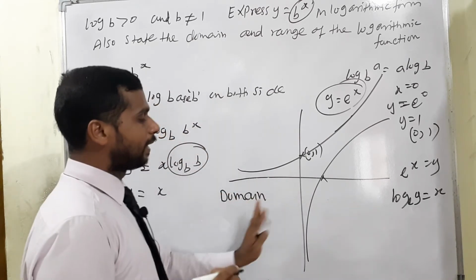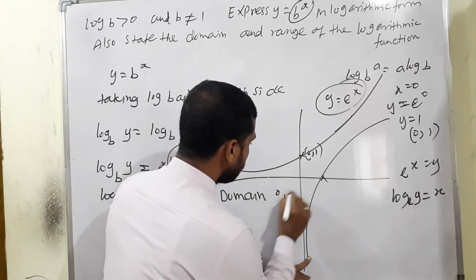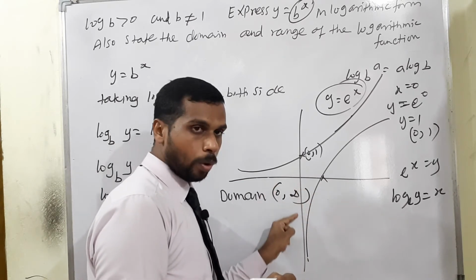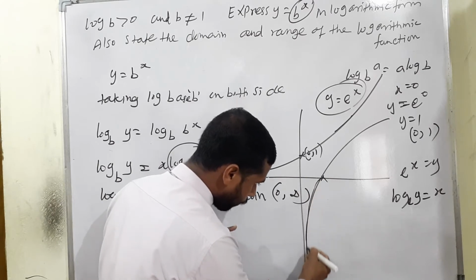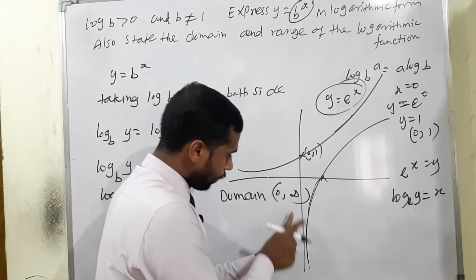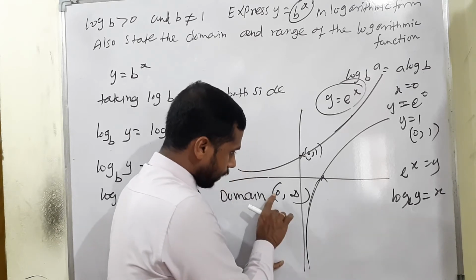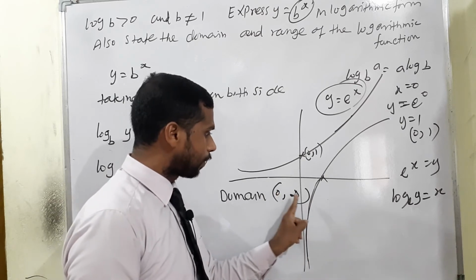Domain means possible x values. The possible x values are only 0 comma infinity, but except 0, that's why I have taken the open bracket. Okay, so the term will move on, going from up to down, but it's infinity, meaning it does not touch the y axis, the 0 term. So except 0 and infinity, that is the domain, the possible x values.